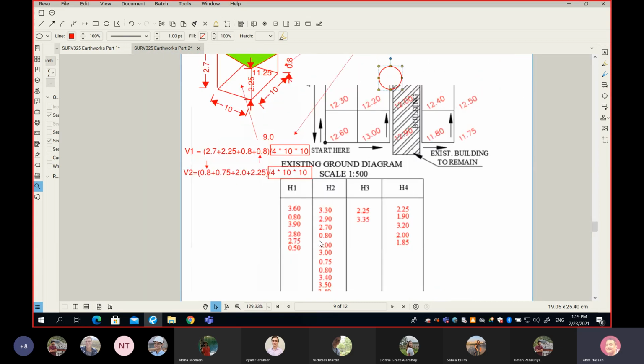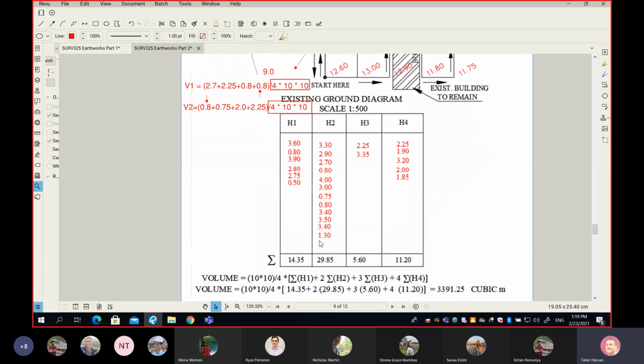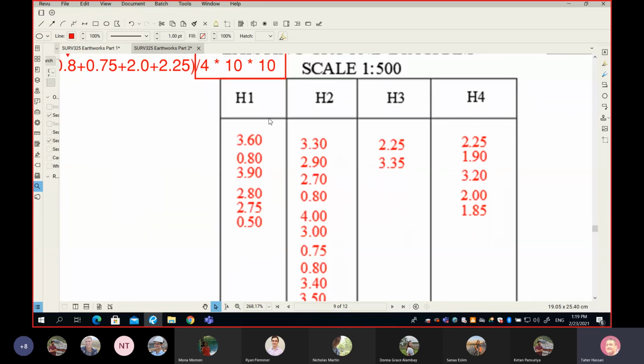So I'm going to show you the method. The method is very systematic. We build a table, and this table has 4 columns, as you can see on my screen: a column called H1, a column called H2, a column called H3 and H4. Okay, so what is H1?